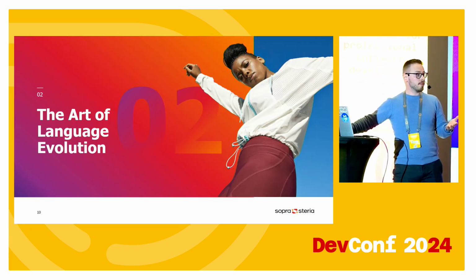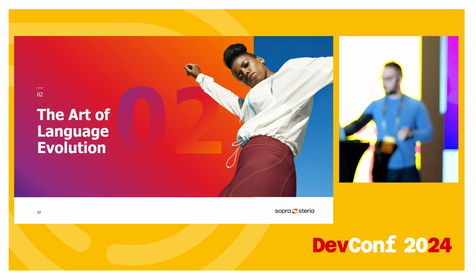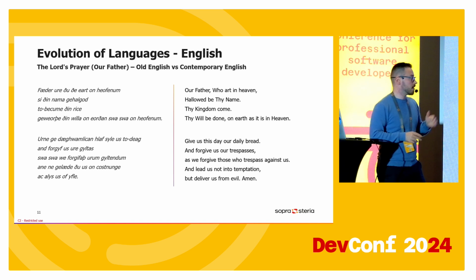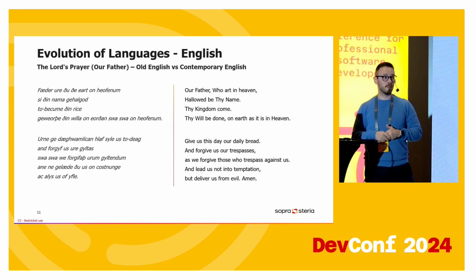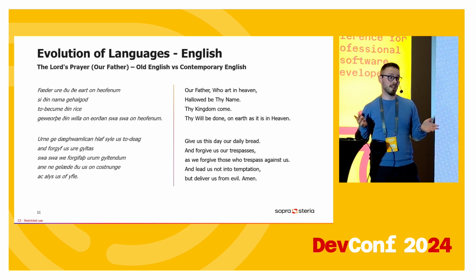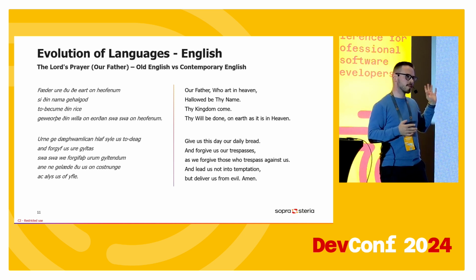So the language evolves, and you can notice a lot of changes in the language. I assume that most of you are not speaking Swedish, so I will give you an example from the English language. Here you have exactly the same text, the Lord's Prayer in English. Both of them are in English. The only difference is that the text on the left side is in Old English, and on the right side is contemporary English. The same language, but you can spot some small differences.